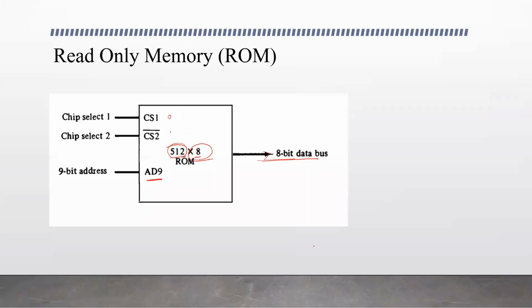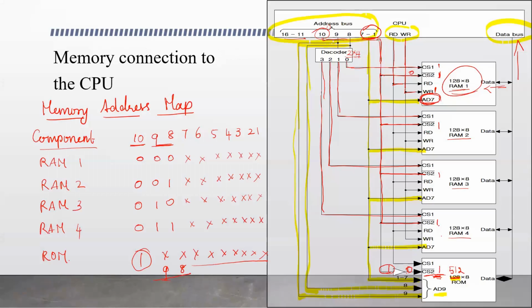And in read only memory, in the same way, we have the selection lines to select the component, and address lines. As it is a 512 word memory, we have 9 address lines. And there is no read write control because the operation performed is always read, and the data bus is in one direction because data can only be read from this memory. It cannot be written, so there is no write operation.